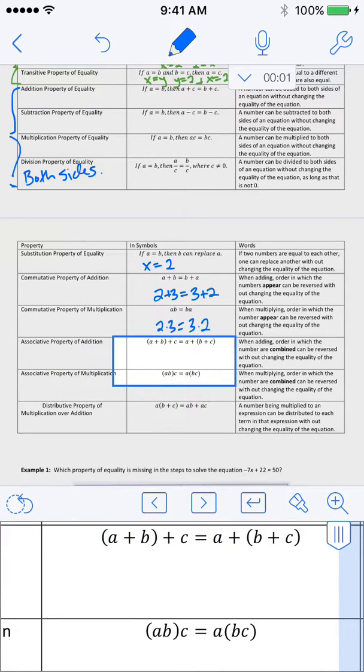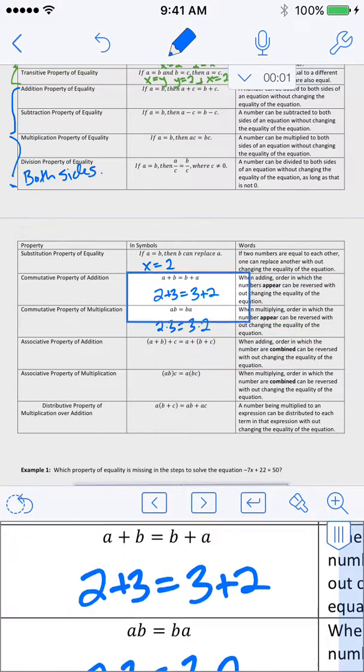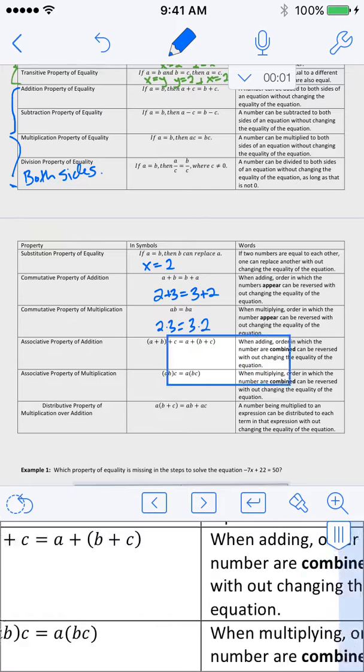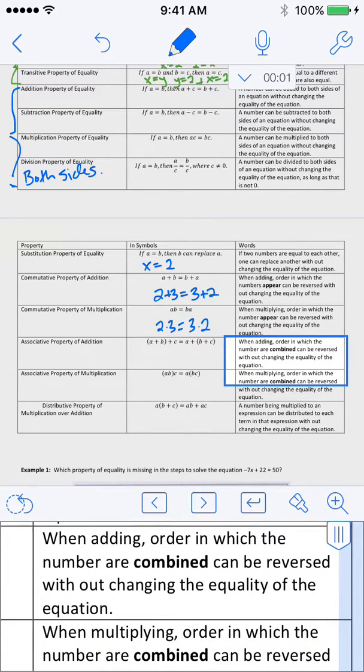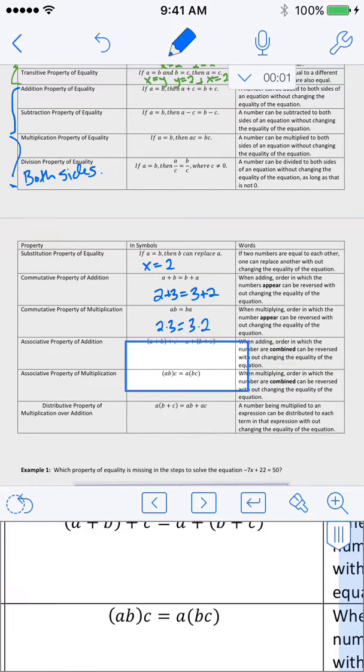The associative one says you can combine them in any order. Okay, so you can add them in any order, or you can multiply them in any order. And it's not as they appear, like the commutative, it's in whatever order you want to put the parentheses around. You can actually combine them however you'd like. It's not going to change the outcome.